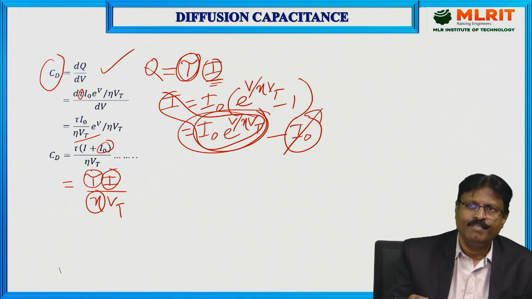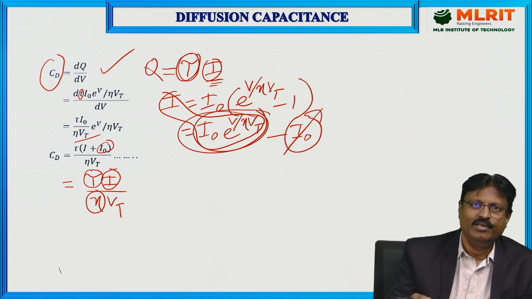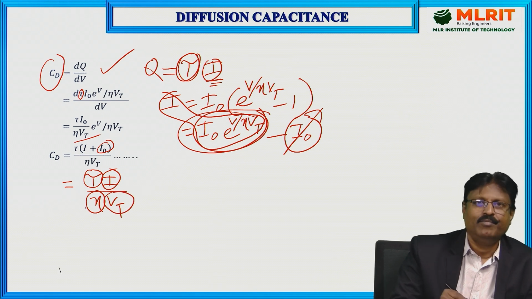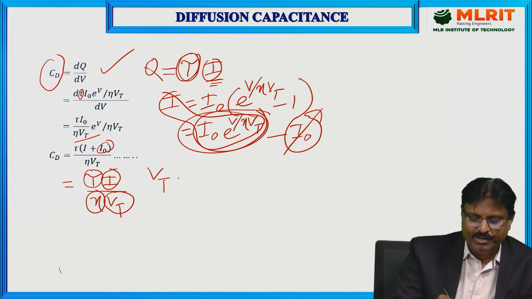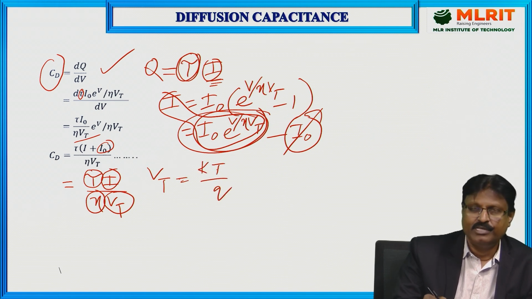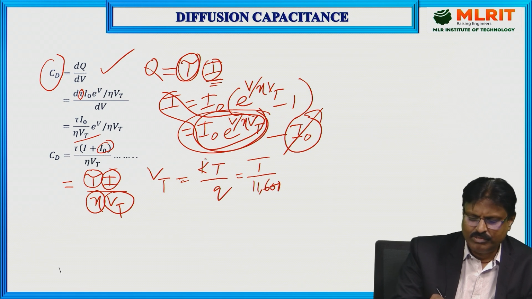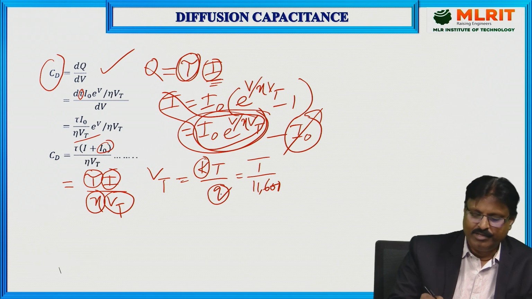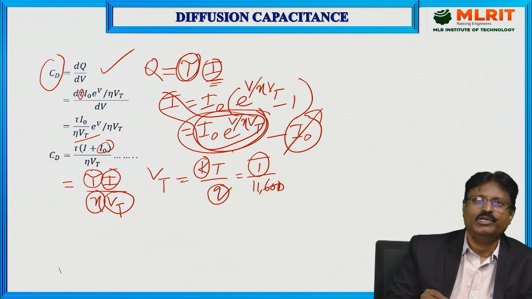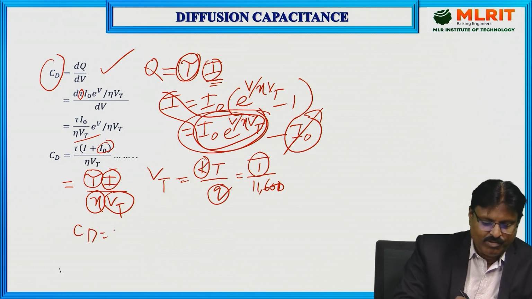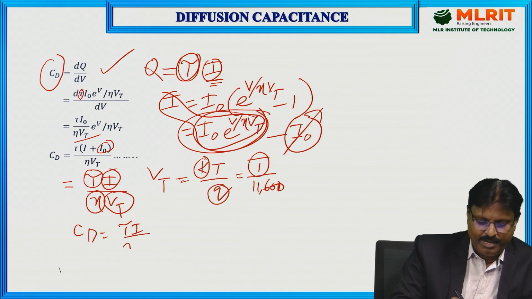Suppose it is germanium, the value will be 1. If it is silicon, the value will be 2. And Vt we already explained: Vt is the volt equivalent of temperature. Vt can be written as kT by Q, where K is the Boltzmann constant, T is the absolute temperature, and Q is the charge of the electron. This can be written as T by 11,600, since the Boltzmann constant and Q are both constants. T has to be represented in absolute temperature. So finally, CD is equal to tau I by eta Vt.